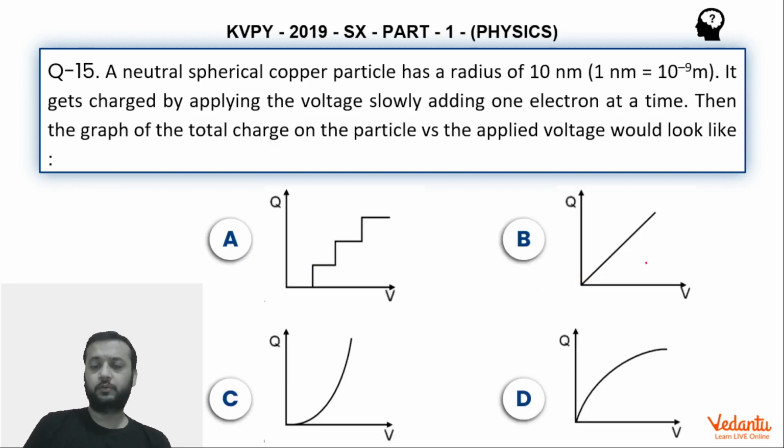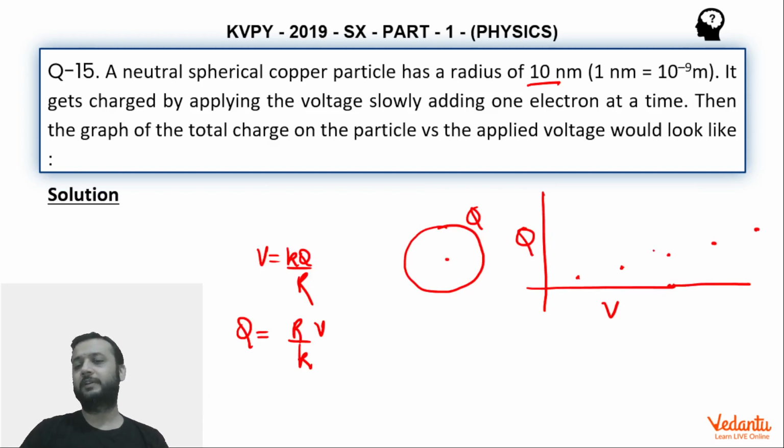Now if you go to the graphs, definitely C and D are wrong, because Q versus V should represent a straight line. In options A and B, it is a continuous graph, and although option A looks like a continuous graph, in my opinion they are trying to show a stepwise graph. That means they are trying to show that charge and potential are increasing in a discrete manner, stepwise. But in my opinion, a better representation would have been showing dots.